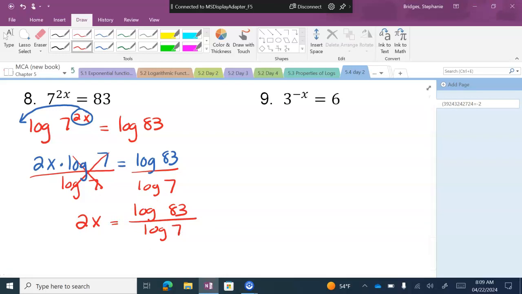Because it's a little bit more difficult to enter in the calculator if I try to get that 2 away from the x as well, I'm okay with you leaving calculator ready like this. So if you have a number multiplied by x, or a number added to x, or a number subtracted from x, if you can get that by itself first, work in your calculator. So in this case, if I have 2 times x equals the log of 83 divided by the log of 7, first of all, do log of 83 divided by log of 7 in your calculator.